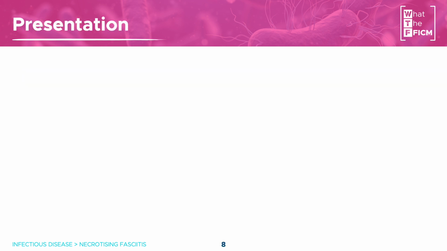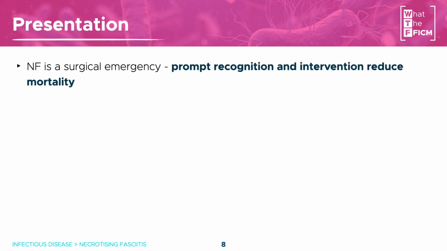So how does necrotizing fasciitis present? Well, the first thing to say is that it is a surgical emergency, and it requires prompt recognition and intervention to reduce the mortality associated with this condition. The rate of progression is variable, but it can progress extremely rapidly, with multi-organ failure and death occurring within hours of presentation in some cases if it's left untreated. The clinical features can be thought of as occurring in 3 stages.